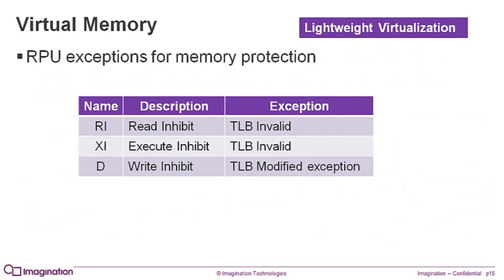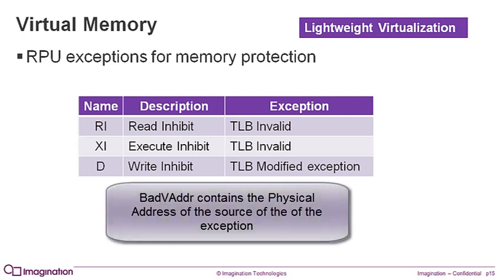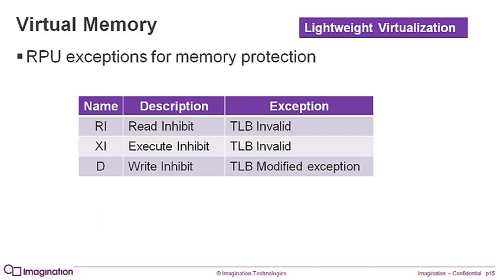This table shows you the exception that is generated on failure if the RPU is being used. BadVAddr contains the physical address of the source of the exception.